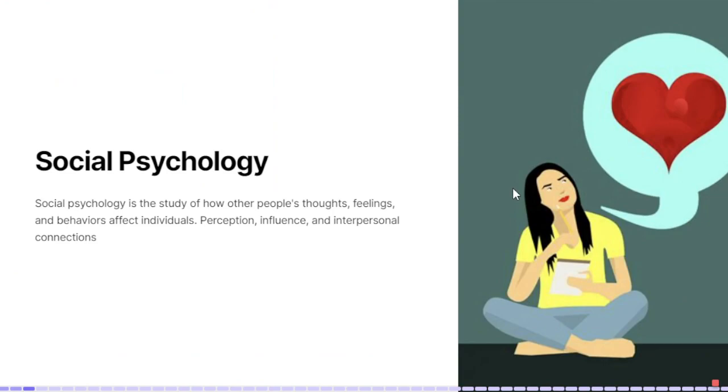Social psychology is a study of how other people's thoughts, feelings, and behaviors affect individuals or each other. At the core of social relationships are behaviors that influence how people behave in a social situation and how each action affects each individual they are interacting with. So it delves into the intricacies of perception, influence, and interpersonal connections.